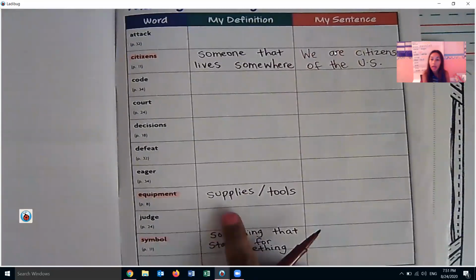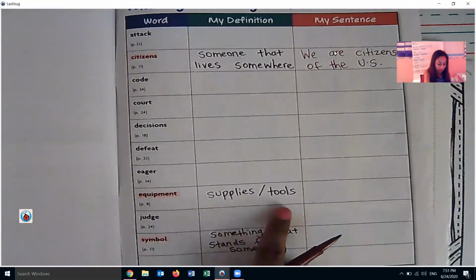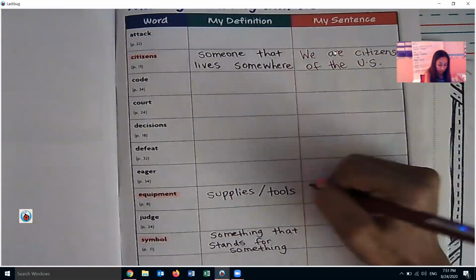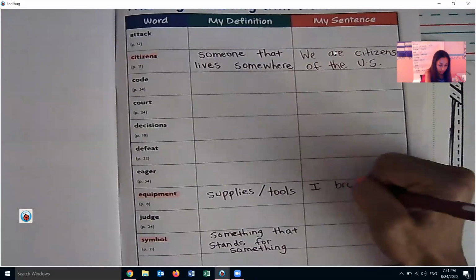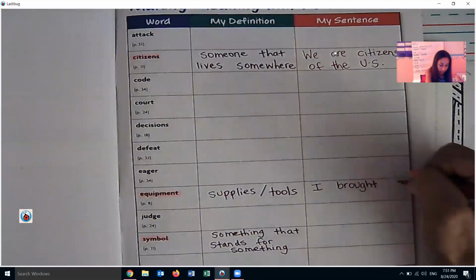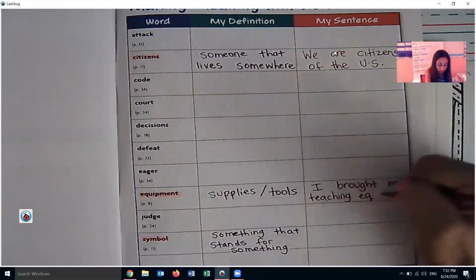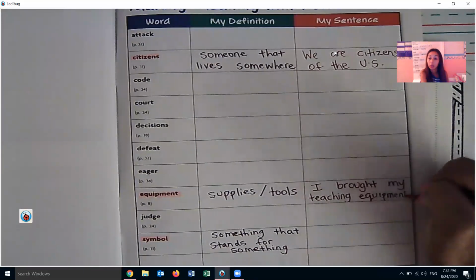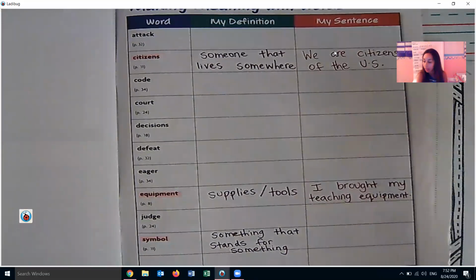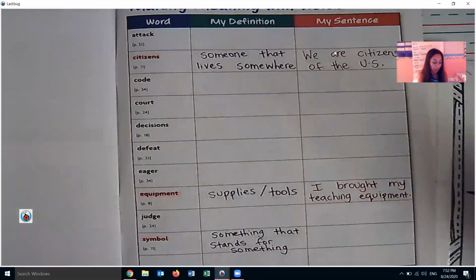Equipment are supplies or tools. So I brought my teaching equipment. I had to bring all of my equipment back to my house: my ladybug, my computer, all my packets and papers. So I brought my teaching equipment back home.